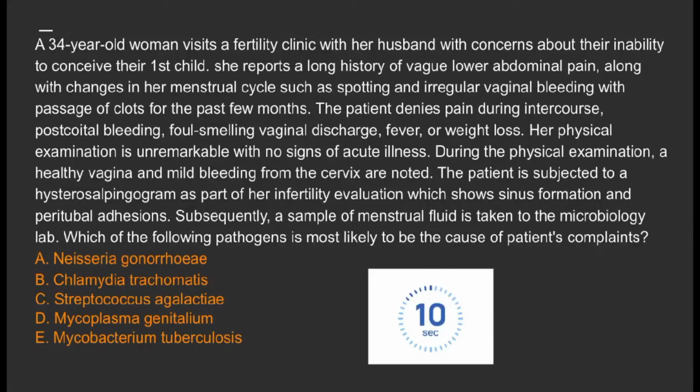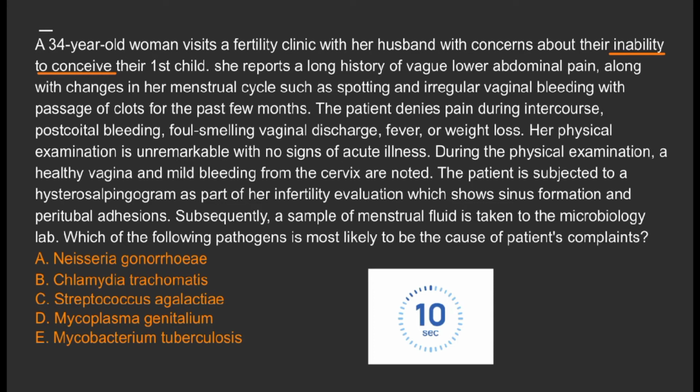A 34-year-old woman visits a fertility clinic with her husband with concerns about their inability to conceive their first child. She reports a long history of vague lower abdominal pain, along with changes in her menstrual cycle such as spotting and irregular vaginal bleeding with passage of clots for the past few months. The patient denies pain during intercourse, postcoital bleeding, foul-smelling vaginal discharge, fever, or weight loss.